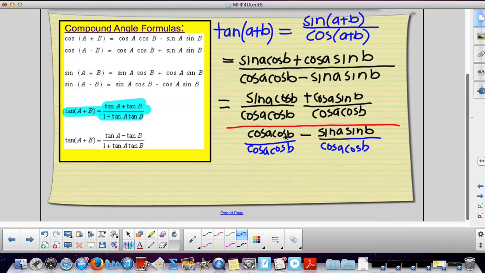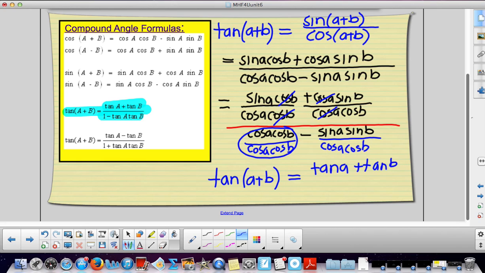So what happens is your cos B and your cos B cancel out over there. Cos A and cos A cancel out over here. And all of this, cos A over cos A, that's going to be equal to 1. And what this is over here is just equivalent to tan A tan B. So this gives us that tan(A + B) is equal to tan A plus tan B, all over 1 minus tan A tan B.